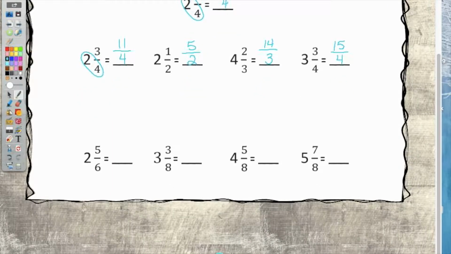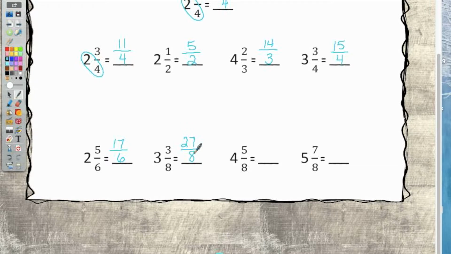This is George. 2 times 6, 12 plus 5, 17. 17 sixths. Good. Lexi. 3 times 8 equals 24 plus 3 equals 27 eighths. Yeah, 27 eighths. The next one is Beverly.